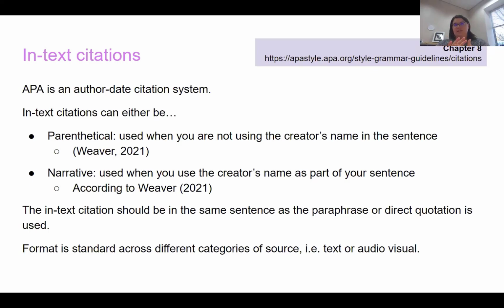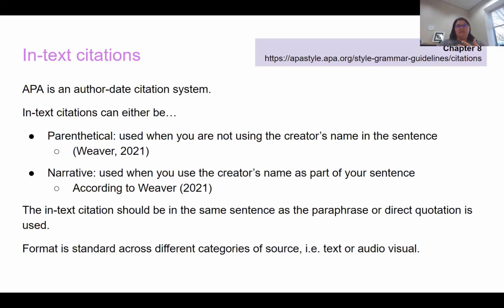So let's start off with in-text citations because they're simpler than the full reference list. APA is an author-date citation system, which means that you're going to be using the author and date within the sentence, not necessarily as a footnote or an endnote. So there's no superscript involved.